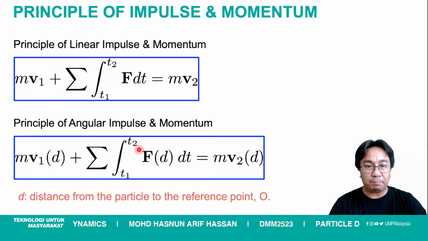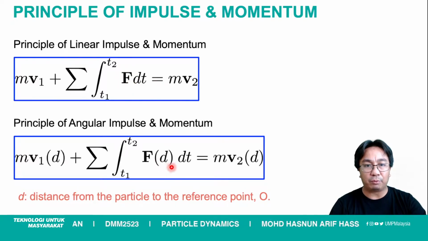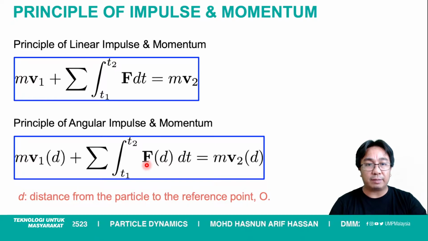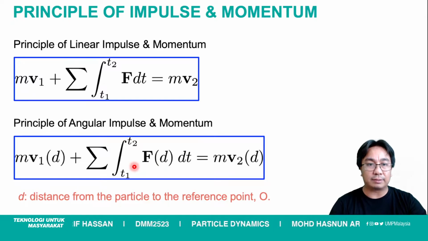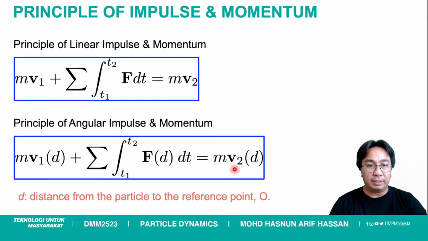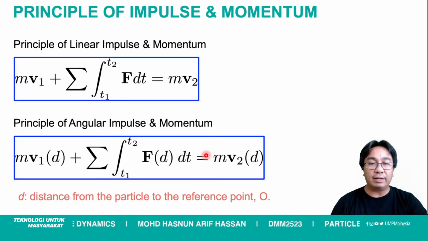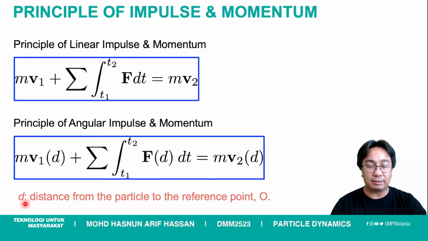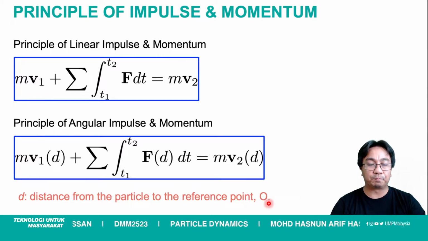And for this part here, to convert this force into moment, we have to multiply with D as well. So force times D is the moment, and when you integrate the moment about time dt, you will get the angular impulse, which equals mv times D. This is another angular momentum, the final angular momentum, and D here is the distance from the particle to the reference point O.